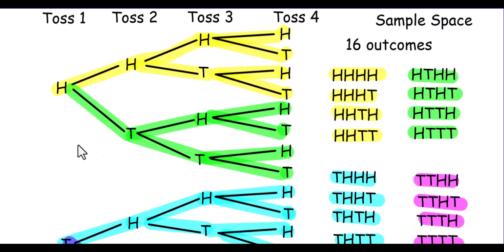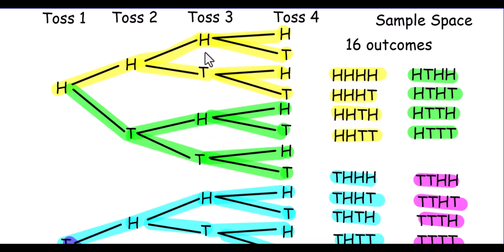But let's start with a toss of heads, the first half of our tree diagram. If our first toss is heads, the second toss can be either heads or tails. So I have 2 branches coming off of that. And then my third toss could be heads or tails as well. So I have a heads and tails off of each of those 2 branches.